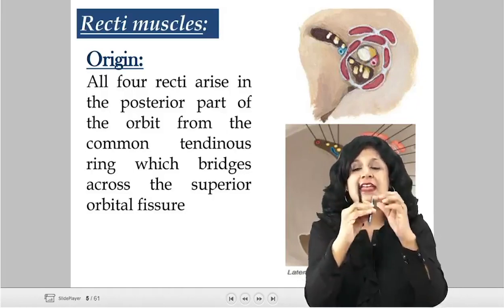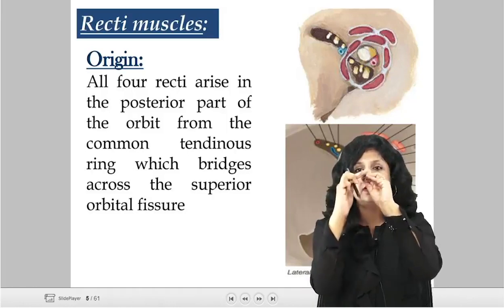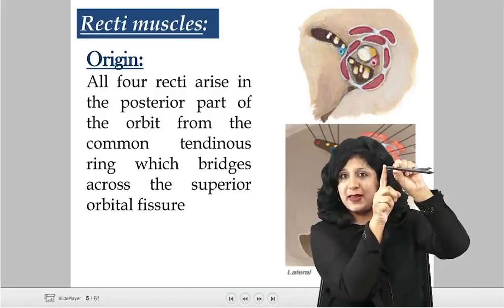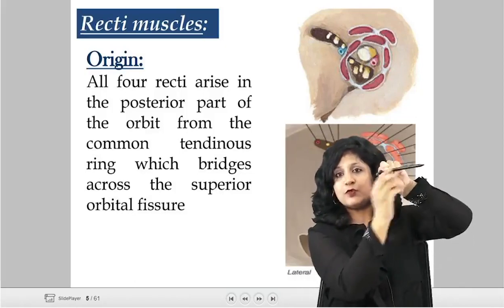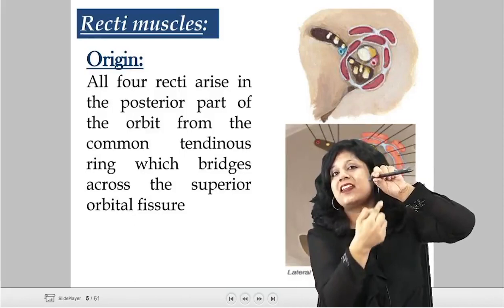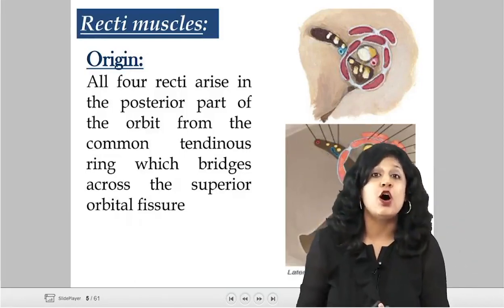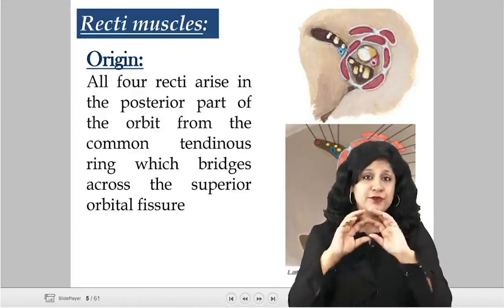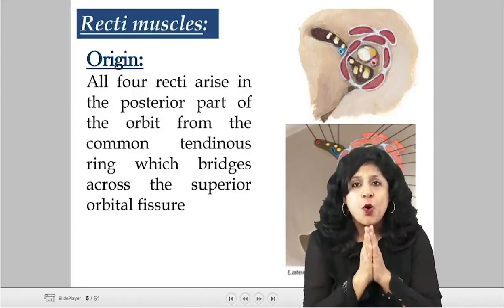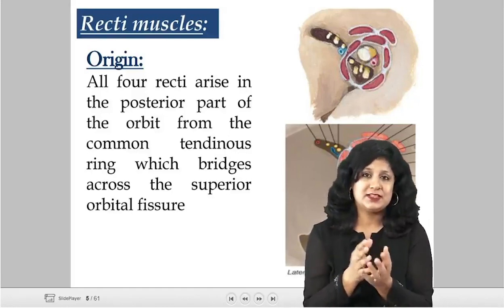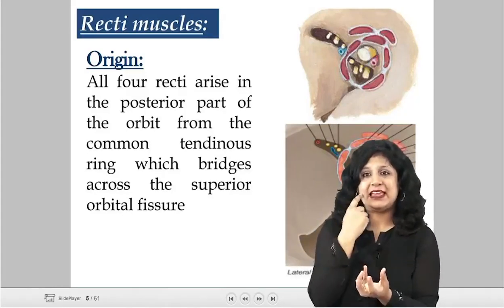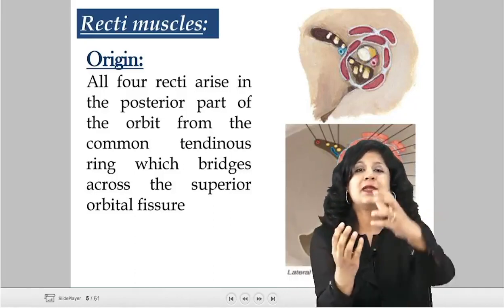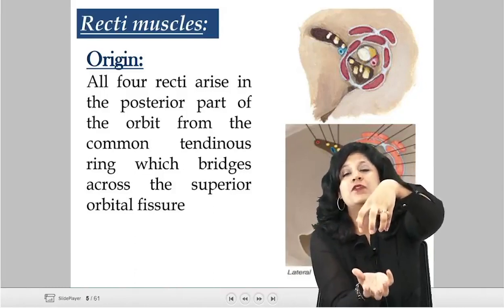Now at the apex of the orbit, suppose this is your medial wall here and this is the lateral wall. At this apex posteriorly we have what is called a tendinous ring, the annulus of Zinn. Annulus means round. So the annulus of Zinn is giving origin to all the 4 rectus muscles. Their parent is the same, lying at the apex of the orbit, and from there the muscles are coming and converging over the sclera.